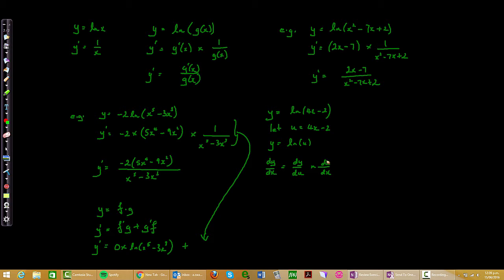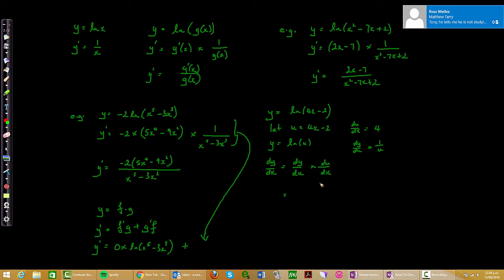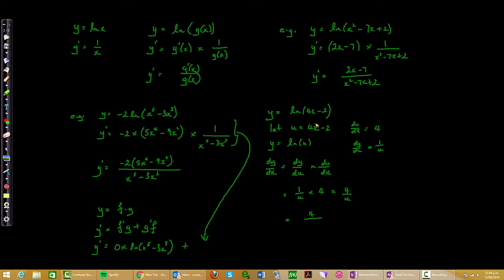Okay, and notice that if those sort of cancel similar to a fraction type situation, then we get dy over dx. So if I next to this put du over dx, that's deriving u with respect to x, would be 4, and dy over du, deriving this, would be 1 over u. We can then put those into here. Now, dy over du, that's just 1 over u, times du over dx, which is this 4 here, so we get 4 over u. And putting u back in terms of x would be 4x minus 2. Now that definitely can be simplified. It's a common factor of 2 top and bottom, so it simplifies to 2 over 2x minus 1.